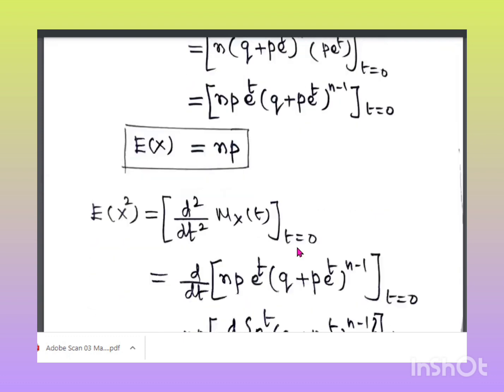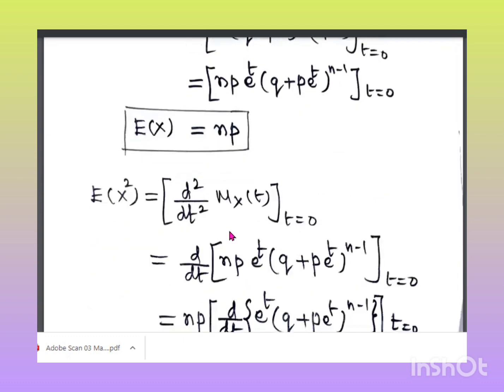Next, we have to find E of x square. Two times you have to differentiate M_X of t, the moment generating function. But already we have differentiated once here. So it is one more time. If you differentiate this value, you will get the value of E of x square.